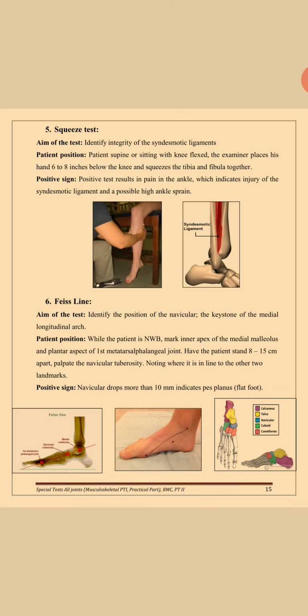Feiss line. Aim of the test: identify the position of the navicular, the keystone of the medial longitudinal arch. Patient position: while the patient is non-weight-bearing, mark the inner apex of the medial malleolus and the plantar aspect of the first metatarsophalangeal joint. Have the patient stand 8 to 15 cm apart. Palpate the navicular tuberosity, noting where it is in line to the other two landmarks. Positive sign: navicular drop of more than 10 mm indicates pes planus, flat foot.